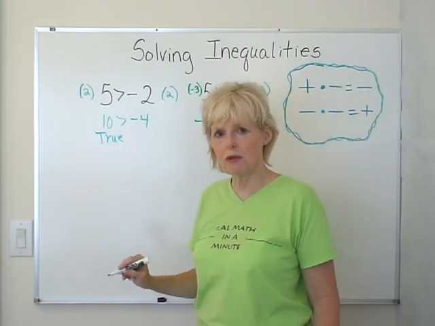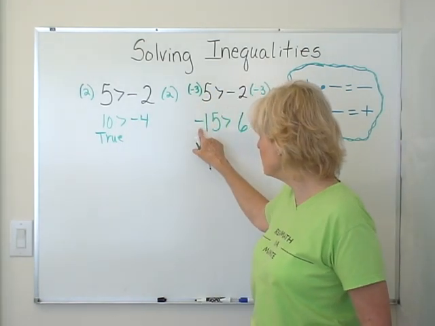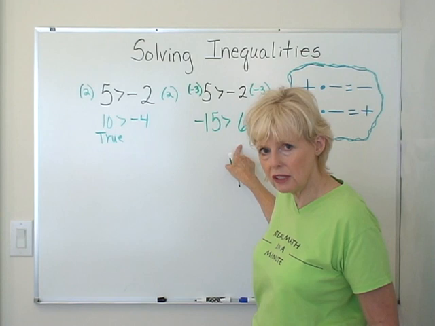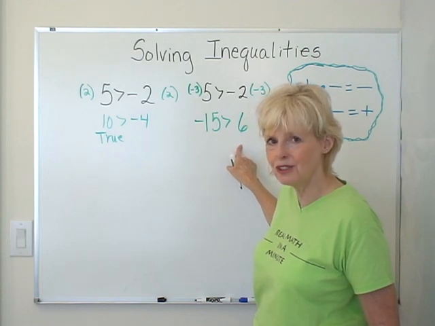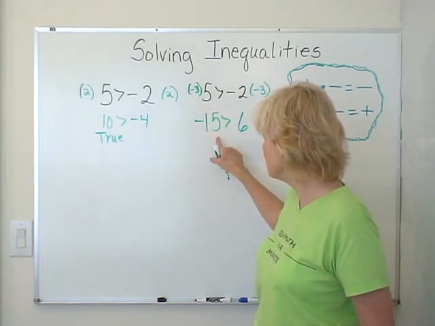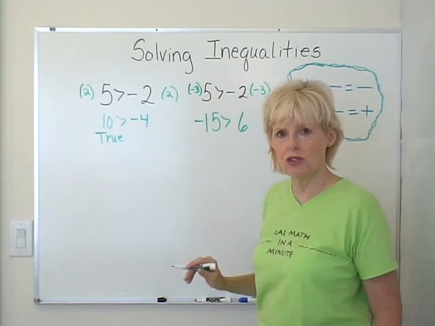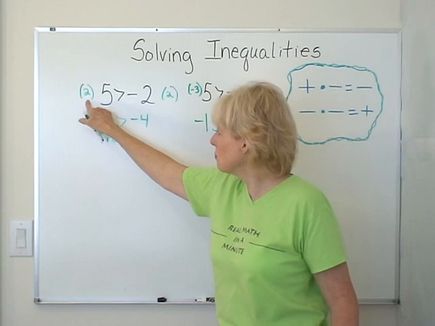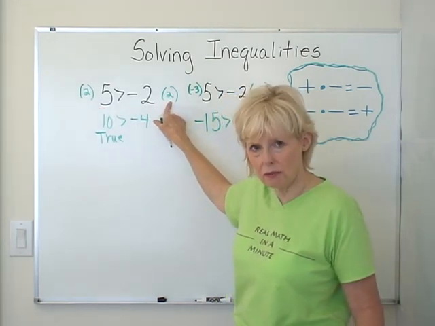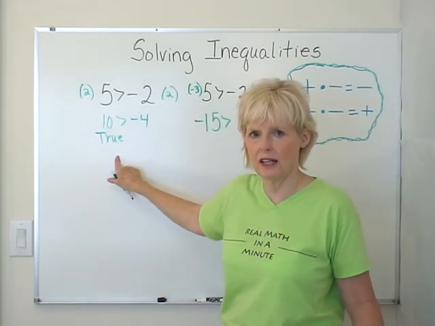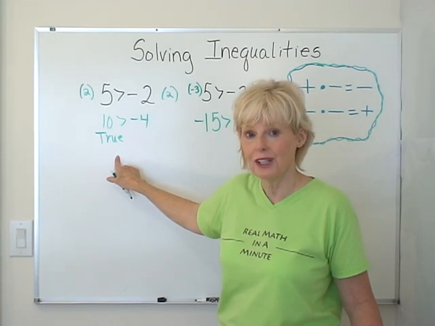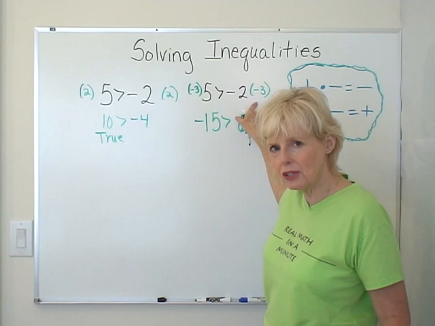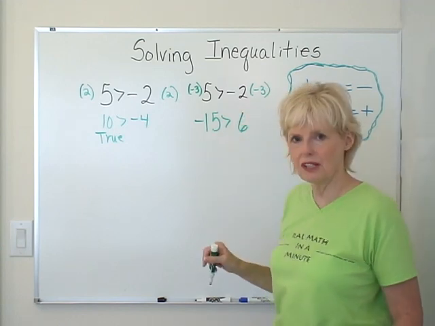So now let's read what we have. We've now created this. -15 is greater than +6. I don't think so, and you don't either. So what we've come up with is not something that's true. So we're like, oh my, what are we going to do? We multiplied both sides by a positive number, and everything was fine. Not a problem in the world. But when we multiplied the inequality by a negative number, we did not get something that was true.